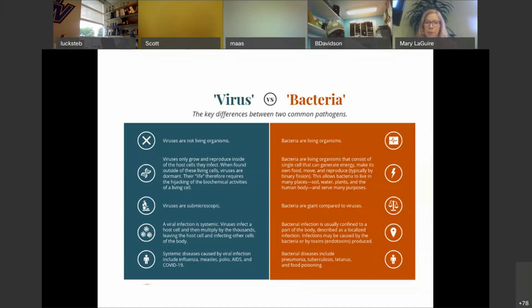Viruses are submicroscopic, like I mentioned, where bacteria are giant compared to viruses. A viral infection is systemic. They infect the host cell and then multiply by the thousands, leaving the host cell and infecting other cells of the body. A bacterial infection is usually confined to a part of the body as a localized infection and can be caused by the bacteria or by toxins produced. And viruses, systemic diseases caused by viral infection, I shared some examples, but more include influenza, measles, polio, AIDS, and of course, COVID-19. Bacterial diseases include pneumonia, TB, tetanus, and food poisoning.